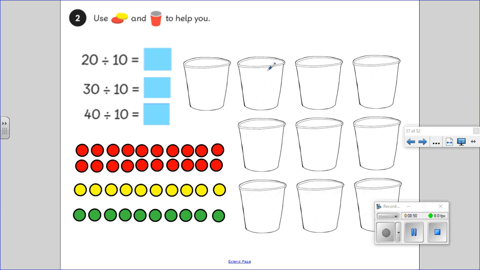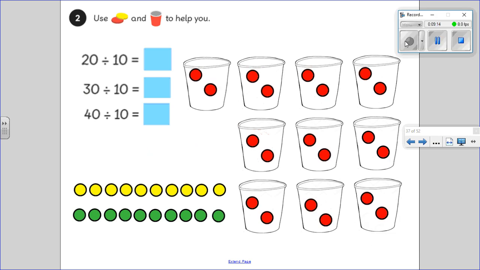So we've got my 10 cups here. 4, 5, 6, 7, 8, 9, 10. And I'm going to share 20 of my counters. Okay, so I've got 10, 20 here. And I'm going to start sharing them equally between 10 cups. I'm going to pause this again and speed it up for you. Okay, so I've shared my 20 counters between 10 cups, and I have 2 counters in each.